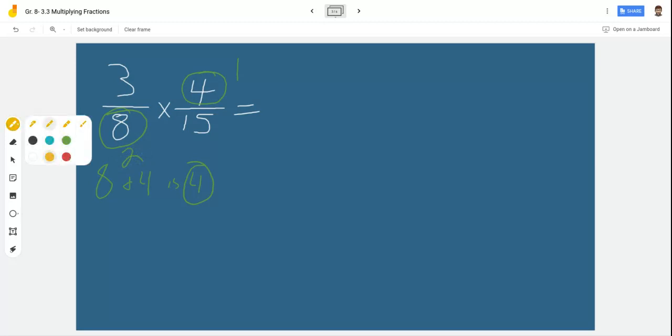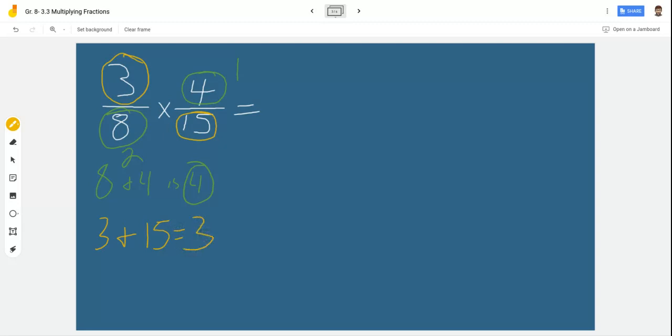If I look at the 3 and the 15, not 5, I would discover that the common factor of 3 and 15 is 3. If I divide this top 3 right here by 3, I get 1. If I divide this bottom 15, the denominator across from it, by 3, I would get 5. Now my numbers have changed. I have 1/2 multiplied by 1/5, which is equal to 1/10.